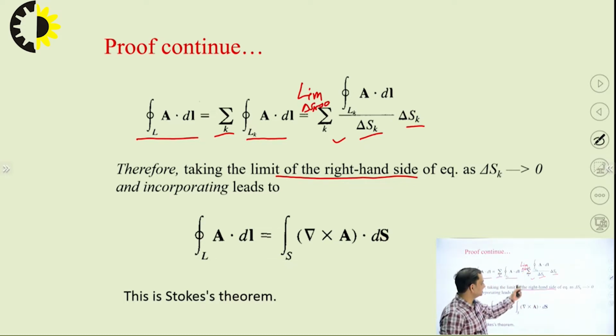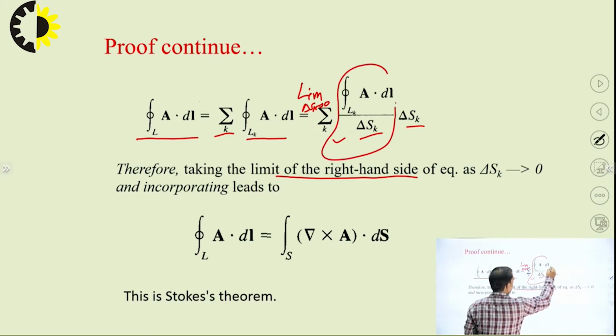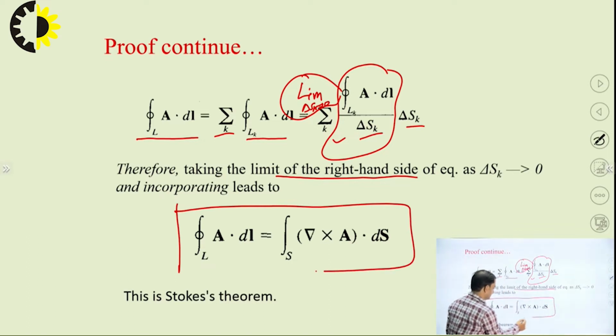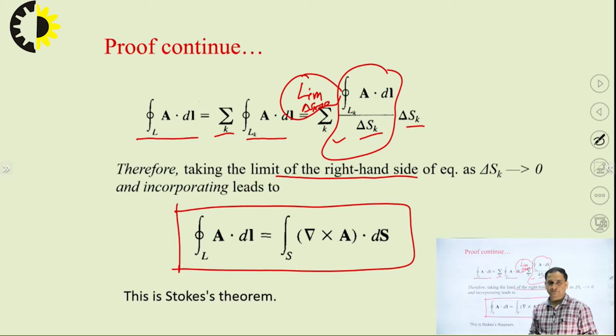Okay, so when we take this limit, this is the curl of the vector, right? So when you take the summation of that, this is completely equivalent to del cross A into ds. Okay, so this is nothing but the Stokes theorem. I hope this point is very clear to all of you. This is coming from the definition of the curl.